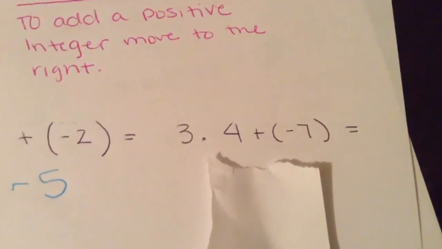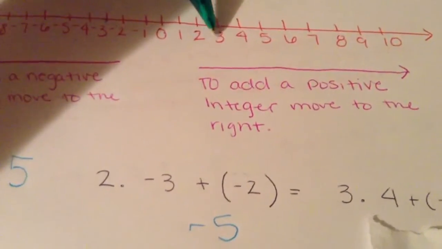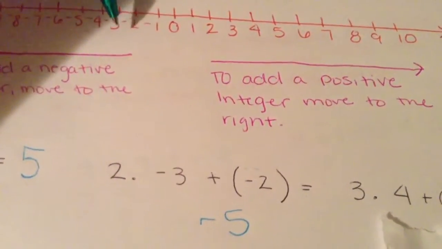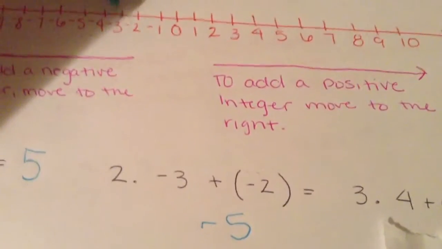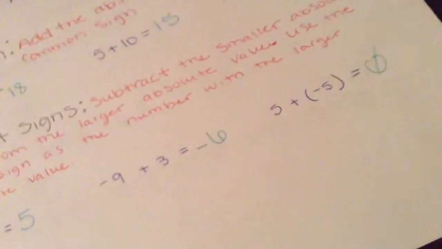4 plus negative 7. You're going to start on your right side, 4, and you're going to be moving left because it is negative. 1, 2, 3, 4, 5, 6, 7. We landed on negative 3. So 4 plus negative 7 is a negative 3. And that was our method 1.